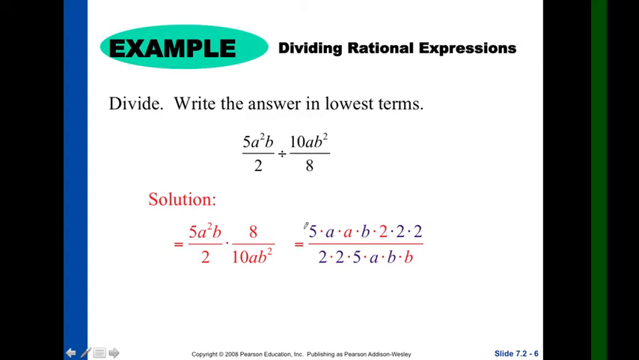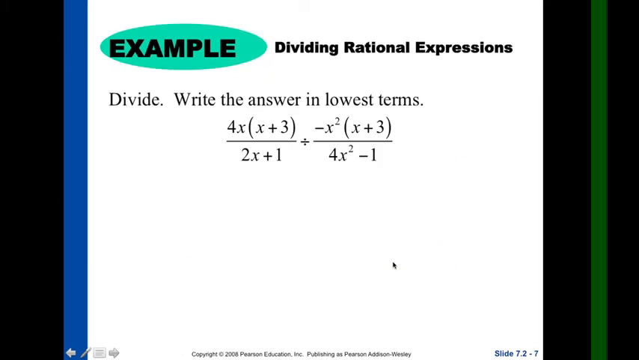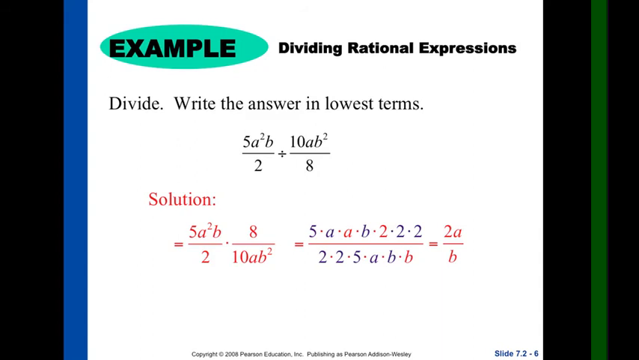So, we can cancel 5. We can cancel 2 and 2, yung dalawang 2 dito. And then yung A. And then yung B. Pwede rin siyang i-cancel. So, matitira na lang sa numerator ay 2 and A, and then sa baba is B. So, magiging answer natin is 2A over B. So, yun ang ating answer for this example.